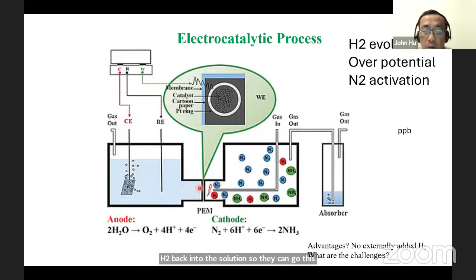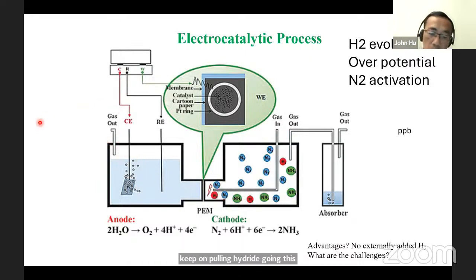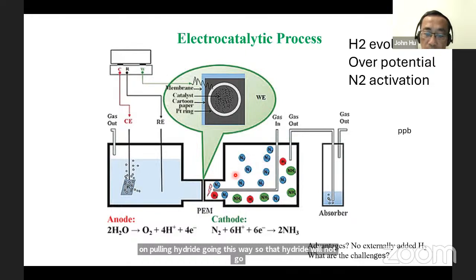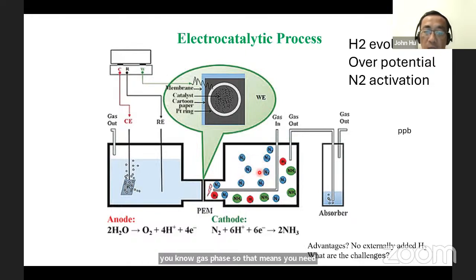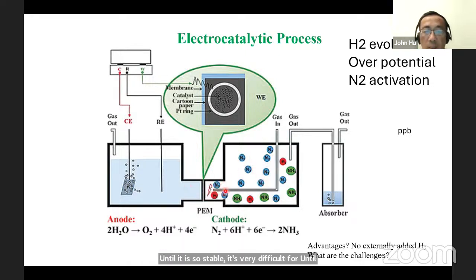But the key is when hydride comes this way, you have to have nitrogen react with hydride so they keep on pulling hydride going this way, so that hydride will not go into gas phase. That means you need a molecule on this side very reactive to pull the hydrogen or hydride to the right side. But unfortunately, N2 is so stable, it's very difficult for N2 to react. So the hydride, instead of saying okay, you are not reactive, goes to gas phase.